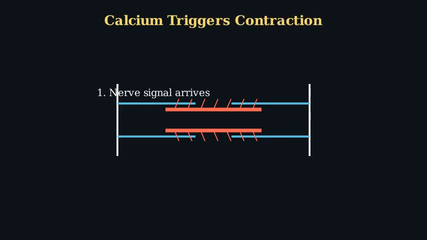The region with only actin is the I band. The region with myosin is the A band. The central part with only myosin is the H zone.